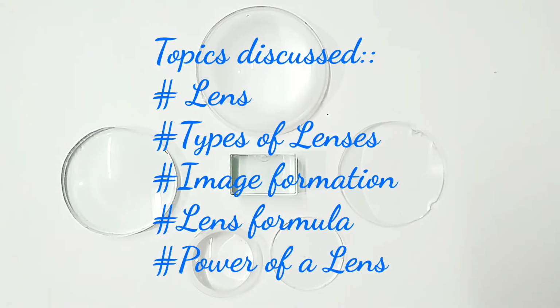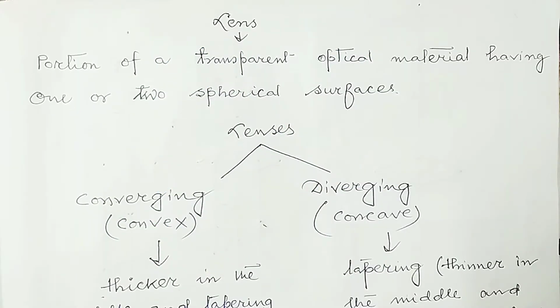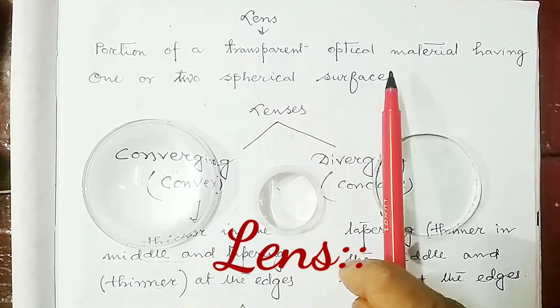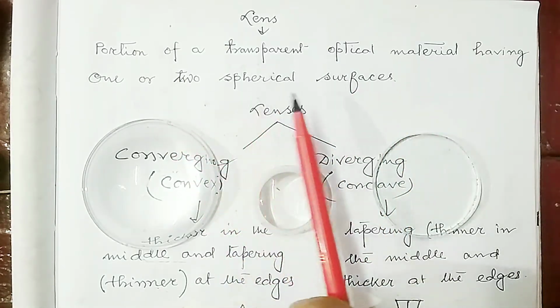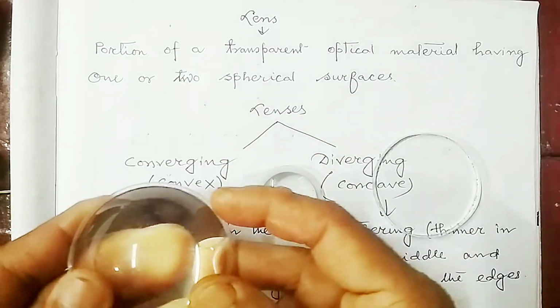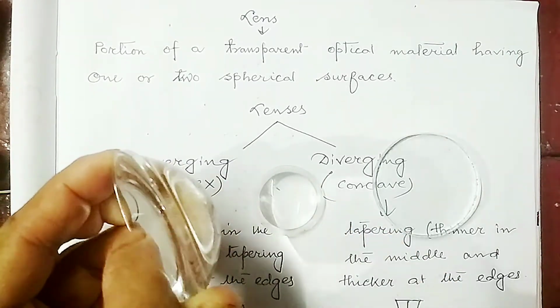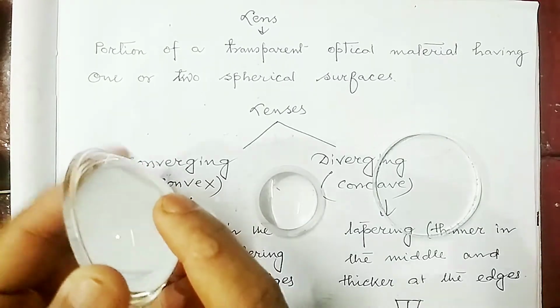And today I am going to explain lens, its types, image formation by convex and concave lenses, and power of a lens. Now dear students, what is a lens? A lens is a portion of a transparent optical material having one or two spherical surfaces. This is one transparent optical material, and here this surface is spherical but this surface is plane. So this is a lens.